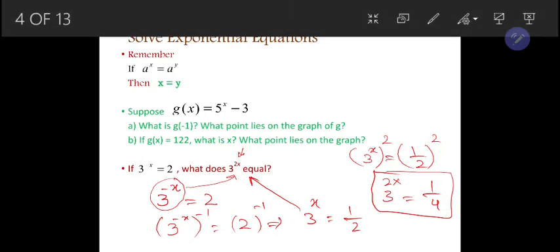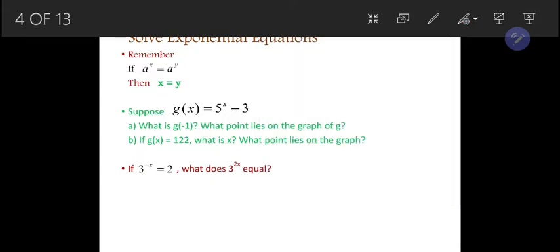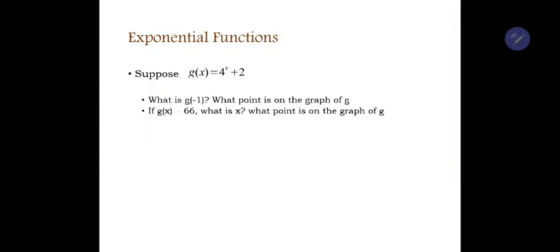You can now pause the video and take your notes. Moving on. This question is very similar to what we just did, and I want you to answer this question, and then you can share your answers with me through email, and I will let you know if your answers are right or wrong.